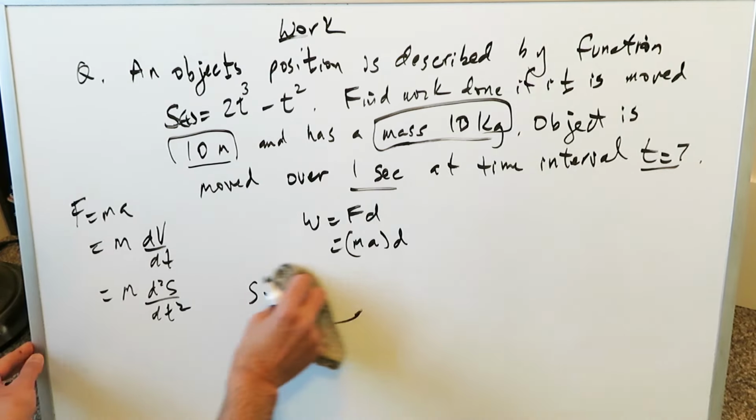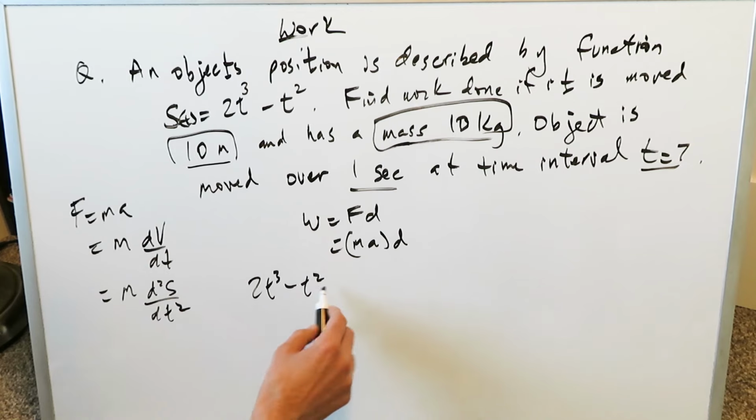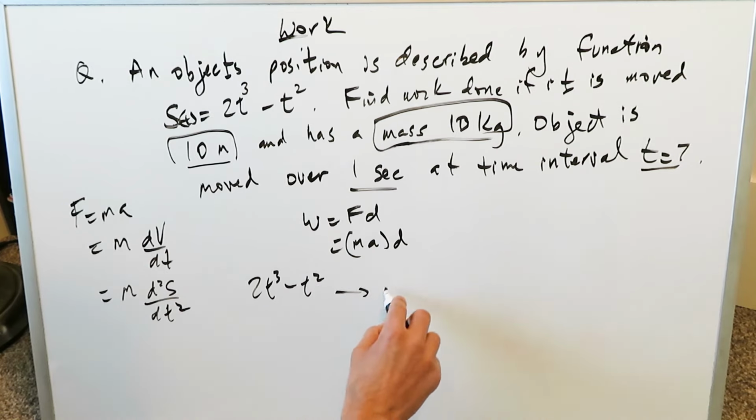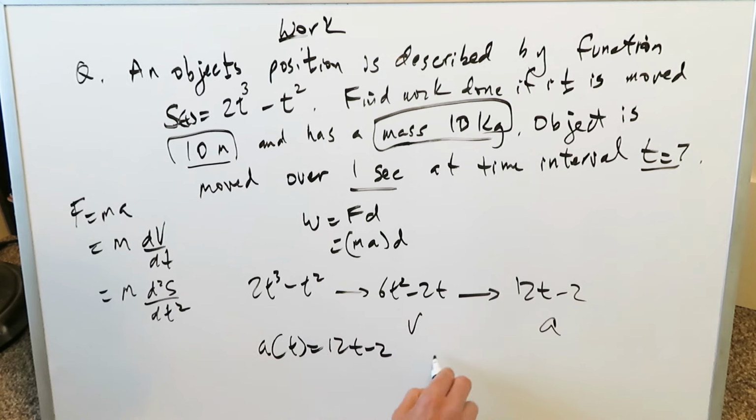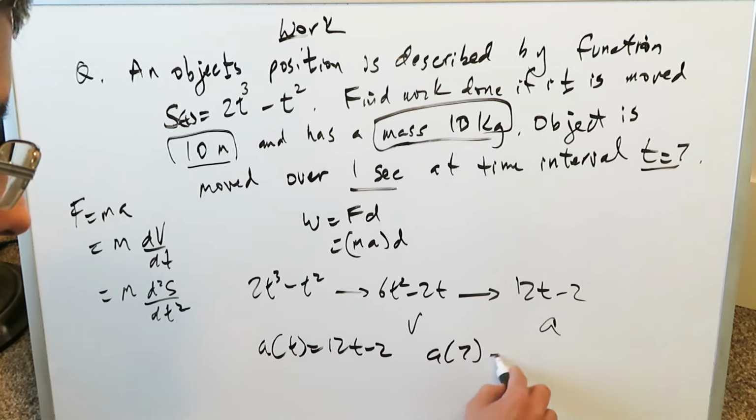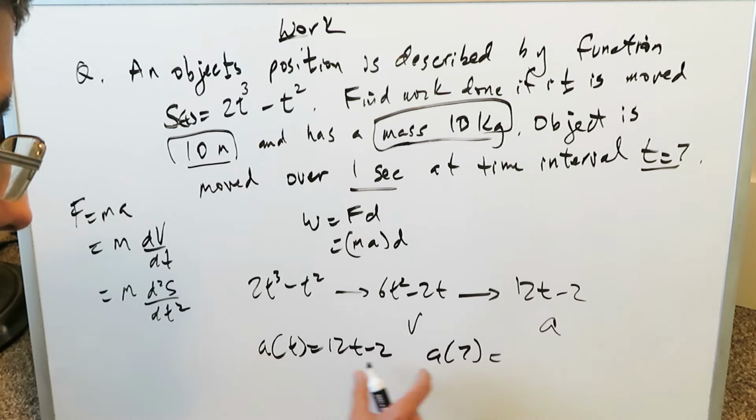I'll take that position function and do its derivative twice. I have 2t cube minus t square. When I do the derivative once using the power rule, I'm getting 6t square minus 2t. This right here will be the velocity. When I do the derivative once more, I'm getting 12t minus 2. This here will be the acceleration. Now how do I fit everything in? I have t is equal to 7. My acceleration with respect to time is equal to 12t minus 2. My acceleration at the 7 second time is going to be 12 times 7 minus 2, which will be 82 meters per second square.